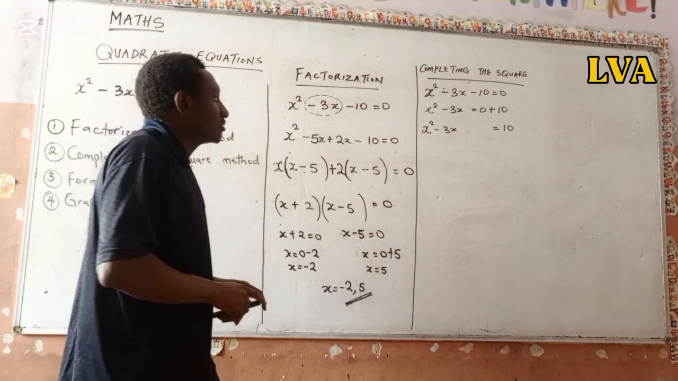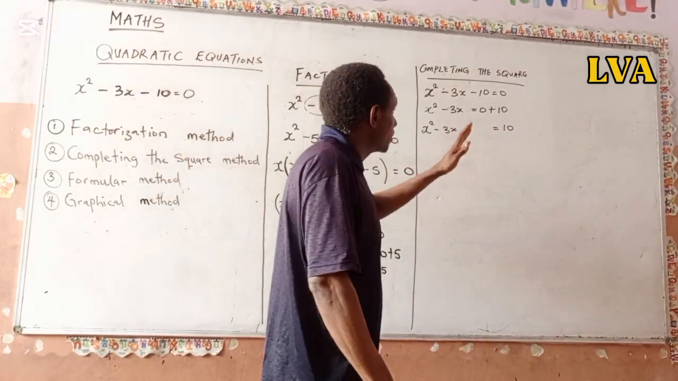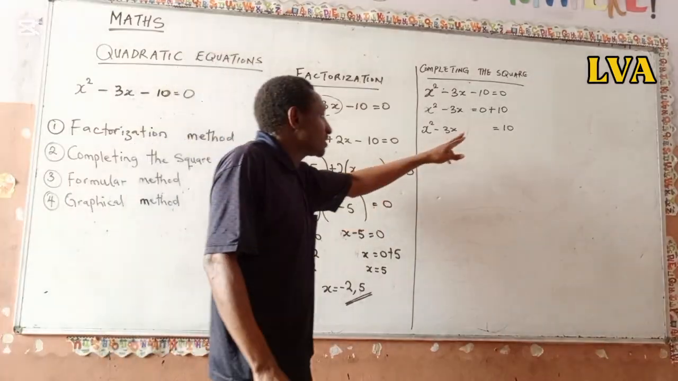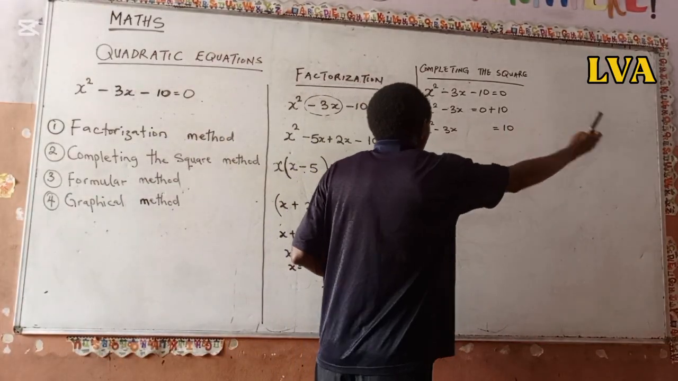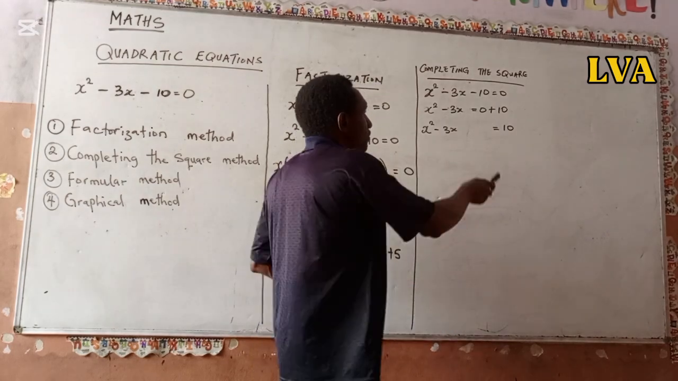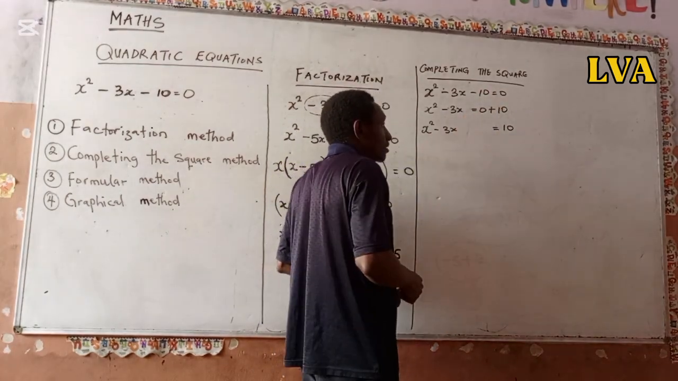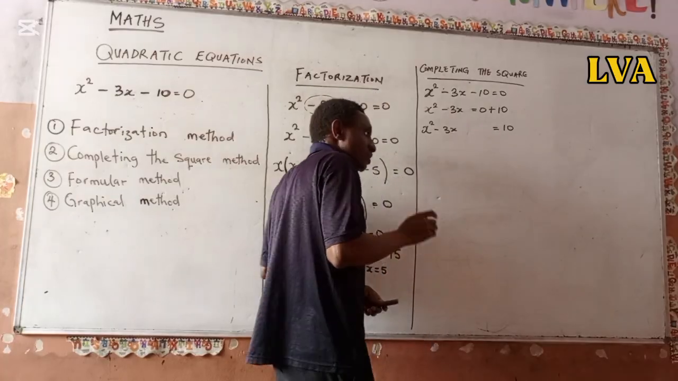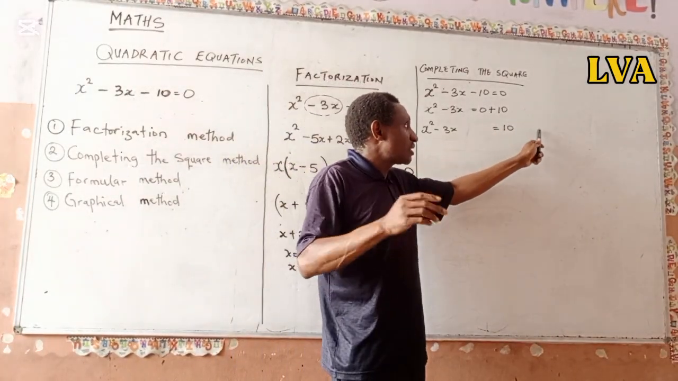Now, I'm sure you'll be wondering why I kept so much space here. It's because I want to introduce something to the left and also to the right. Whatever I add to the left, I will also add to the right hand side. Now I have shifted the 10 to the other side, so I have x squared minus 3x equals 10. Whatever I introduce to the left, I will also introduce to the right.